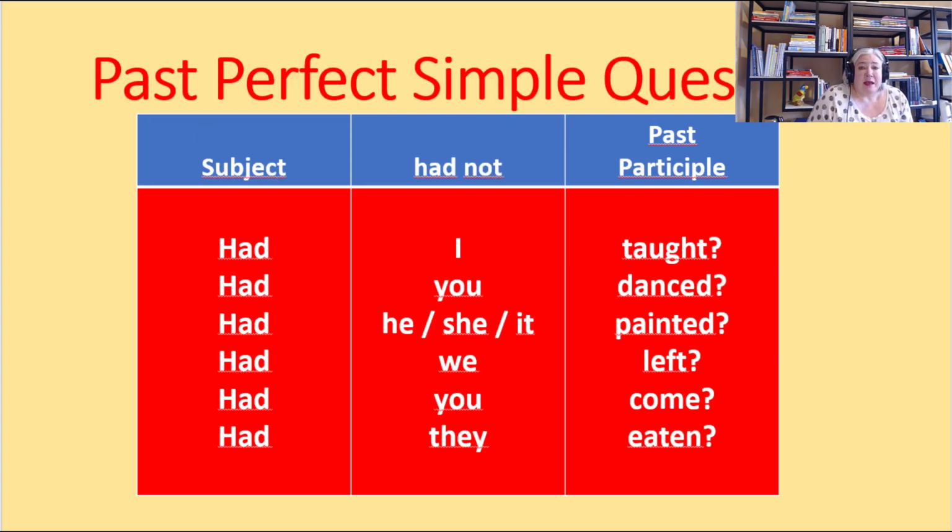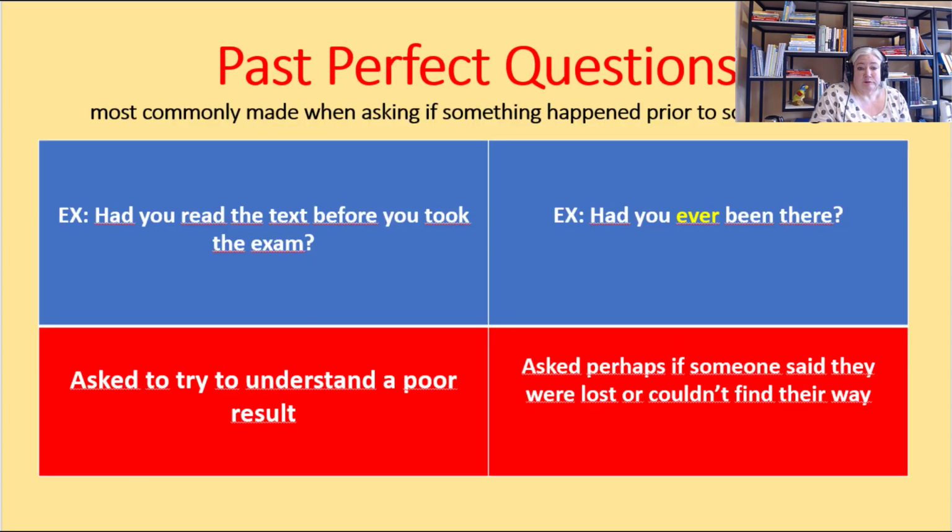Then past perfect simple questions. Had I taught? Had you danced? Had he, she, it painted? Had we left? Had you come? Had they eaten? Past perfect questions are most commonly used when asking if something happened prior to something else. Had you read the text before you took the exam?